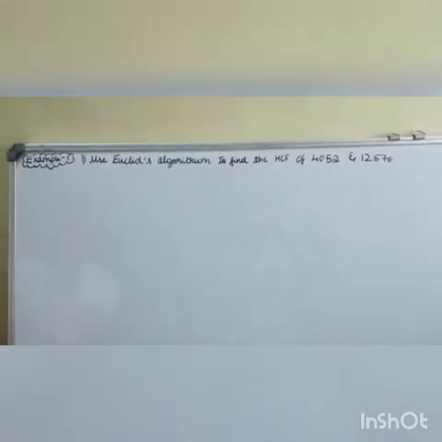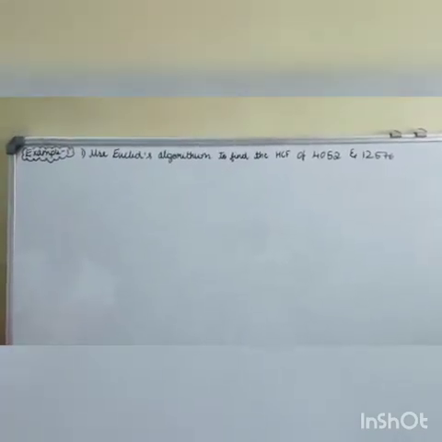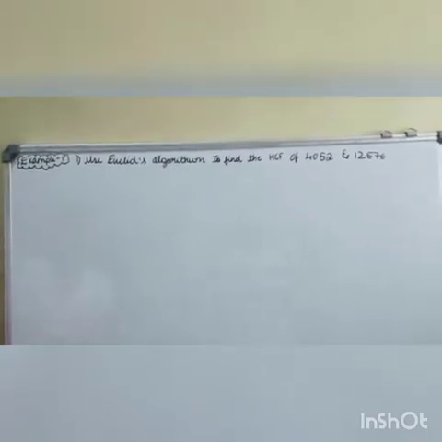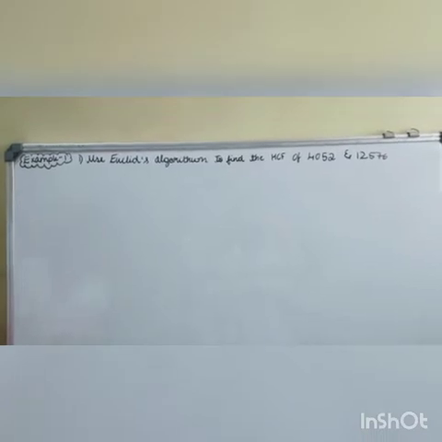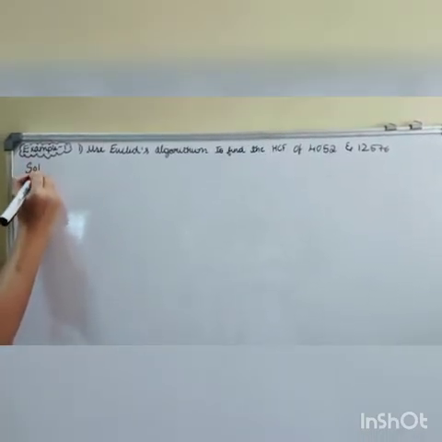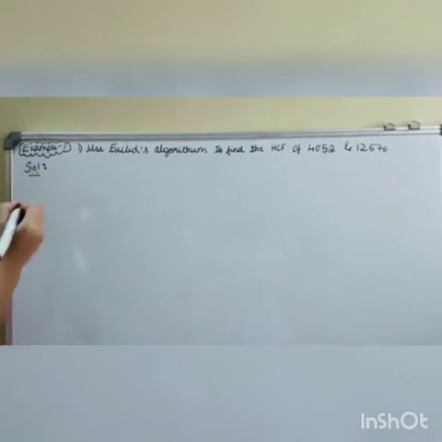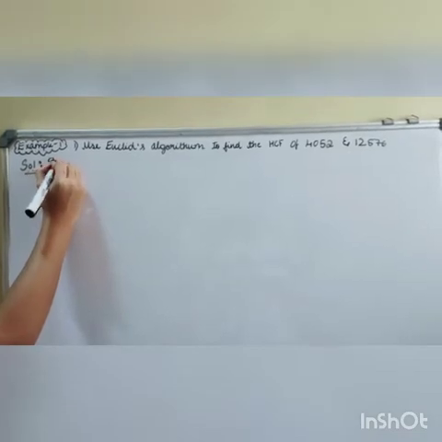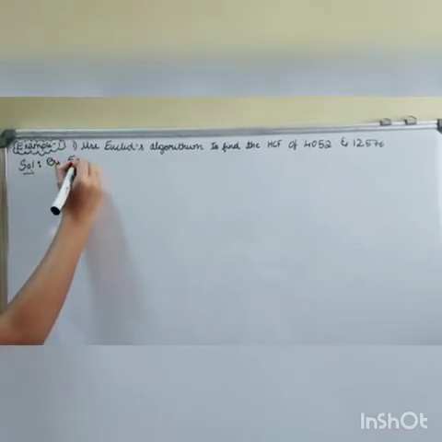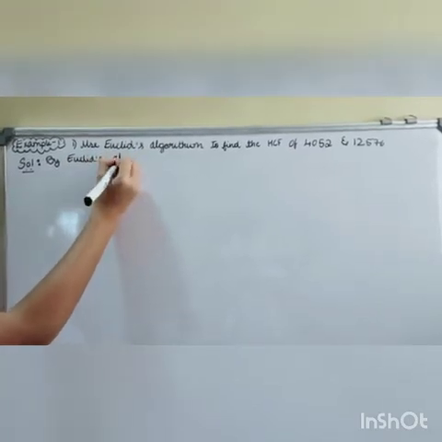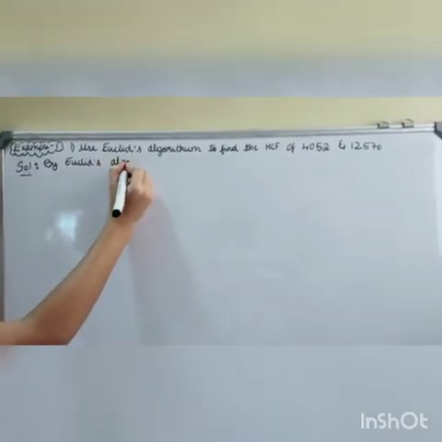Now let's read the question. Use Euclid's algorithm to find the HCF of 4052 and 12576. Now here let's begin our solution. Now here we will solve this question by using Euclid's algorithm. As it is given in the question, we should use Euclid's algorithm.